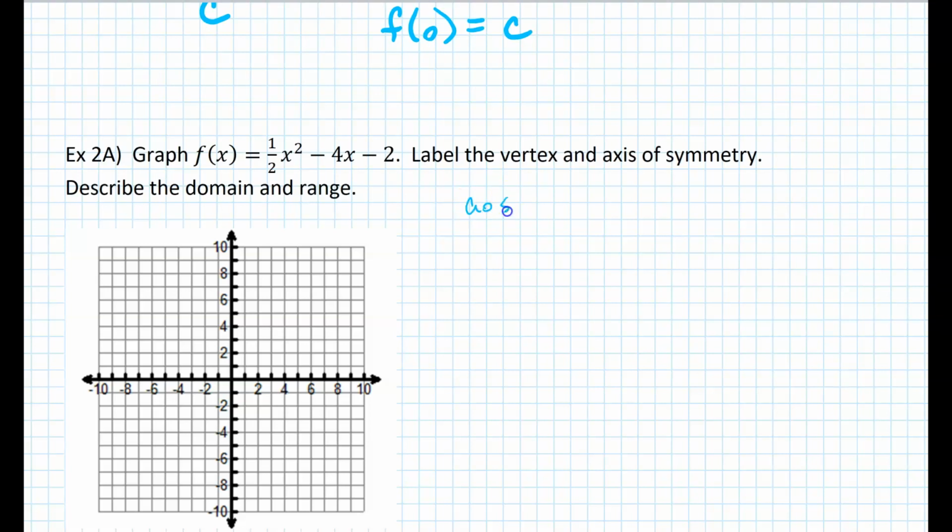So my axis of symmetry, again, is the x value of the center. So x is equal to negative b. What's my b value? Negative 4. It's negative 4 is b, divided by 2 times, and what is my a value? 1/2. Okay, so I got a double negative up here. 2 times 1/2 is 1, so I have 4 divided by 1. My axis of symmetry is 4. So I'm going to go ahead and mark my axis of symmetry here.